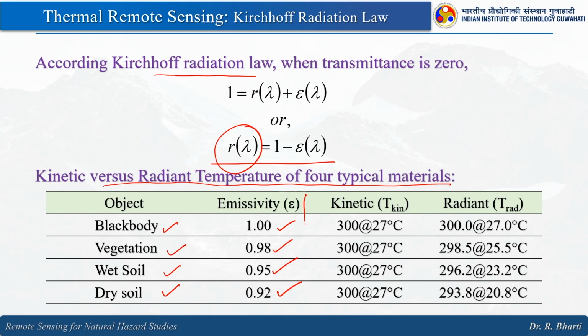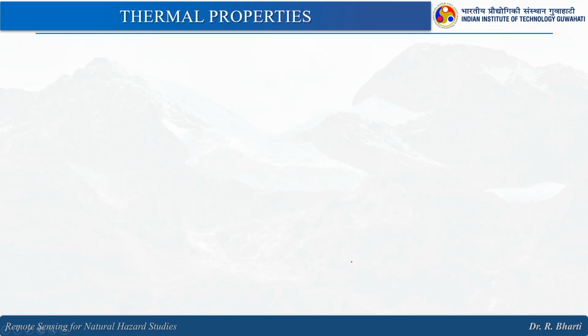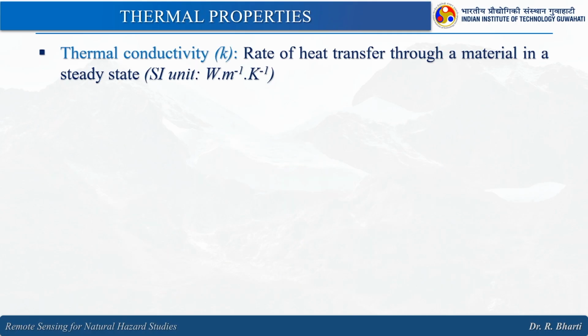So, you can see the emissivity is significantly different for all these different materials, and that can be used to identify the material property. Now, referring to the thermal properties of a material, you can consider thermal conductivity, the rate of heat transfer through a material in a steady state. The unit is watt per meter per Kelvin.